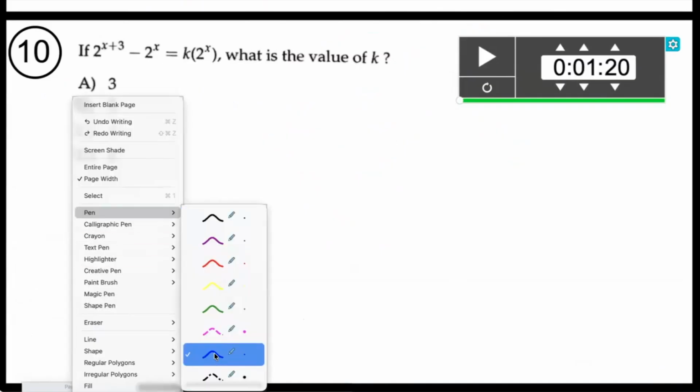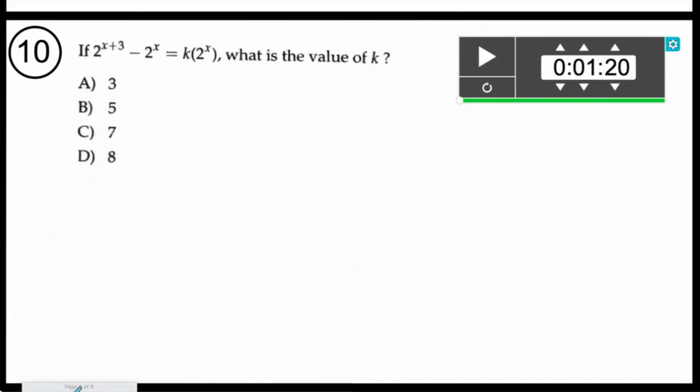All right, number 10. Yes, this is similar. I got 7. That is correct.